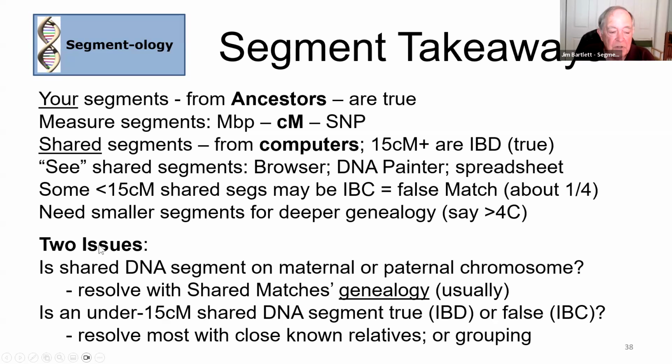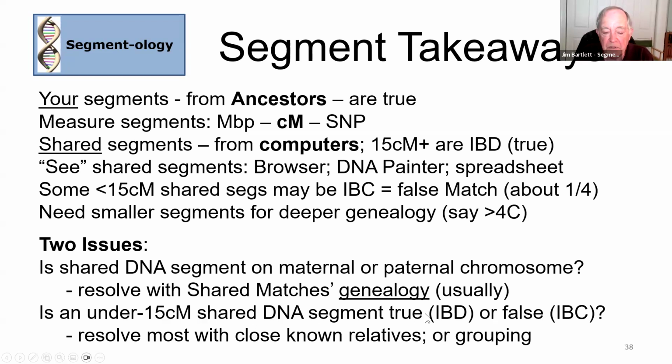So the two issues that we find are, first, a shared DNA segment on a maternal or paternal chromosome, and you need to resolve that with genealogy usually. If you're not really sure whether the segment is on one side or the other, you can look at their shared matches, and if you find several of those shared matches are known cousins to you, that's the same side you're going to be on. Okay, so you can figure it out that way.